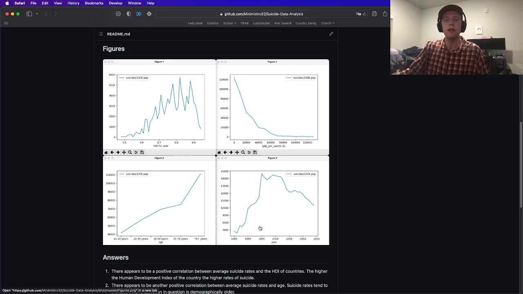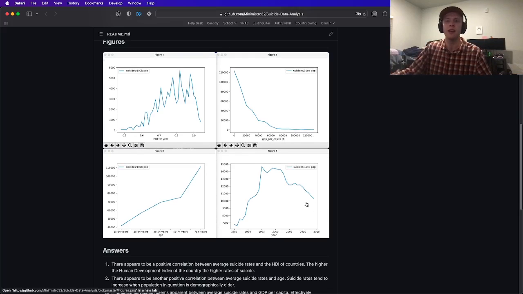From 1985 to 1995, there's this weird increase, which I believe is a result of the underlying data set having not enough values for those years. And then a negative trend, which is a positive thing to note about the state of the world. Suicide is going down globally.